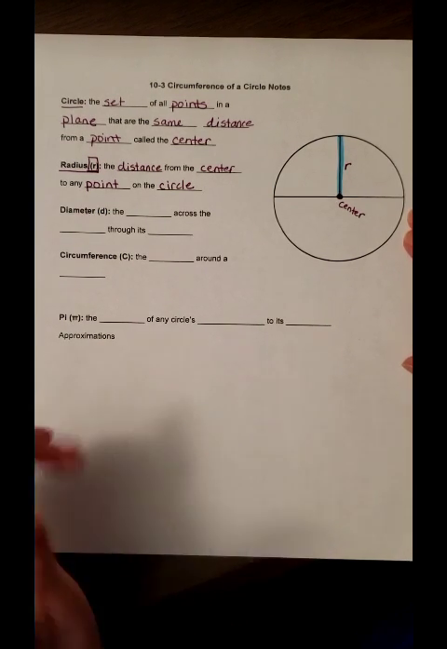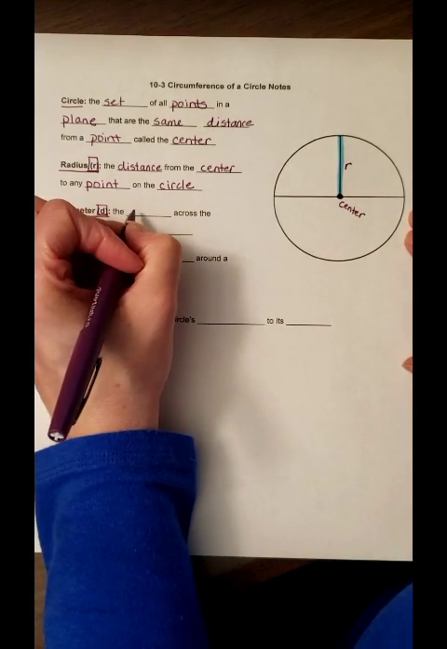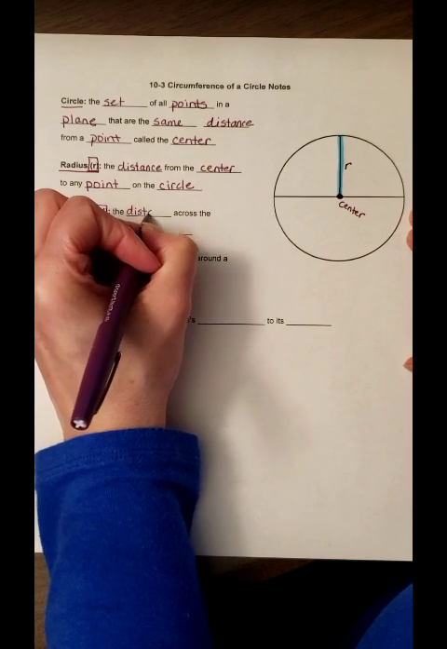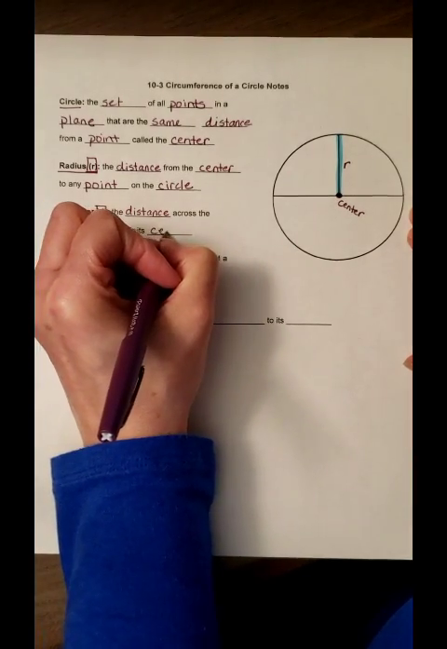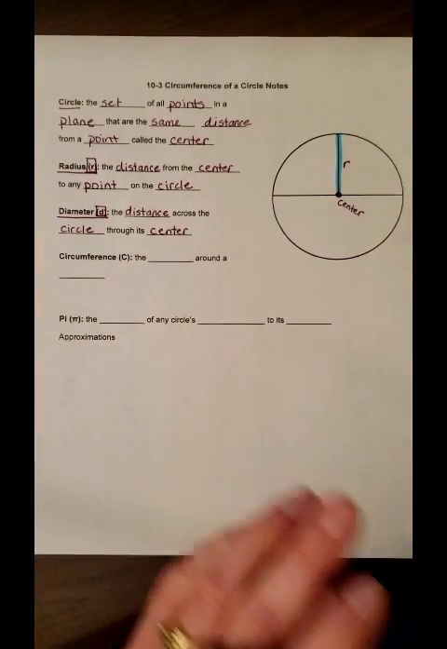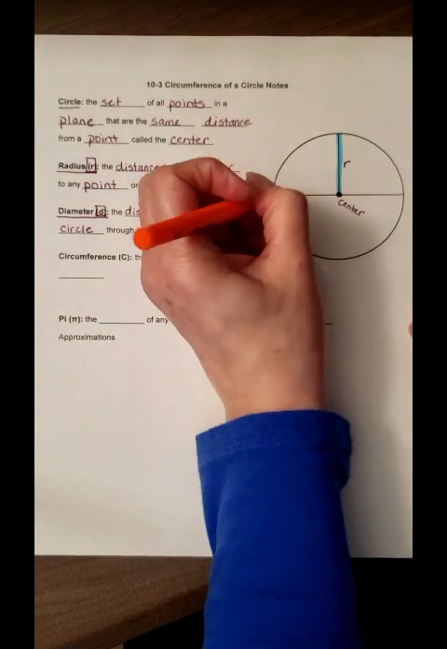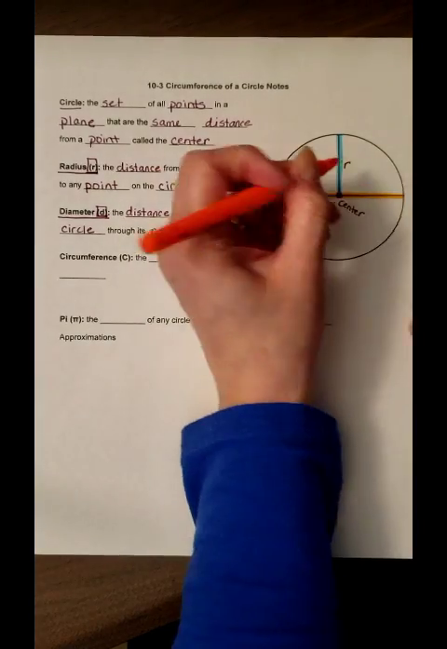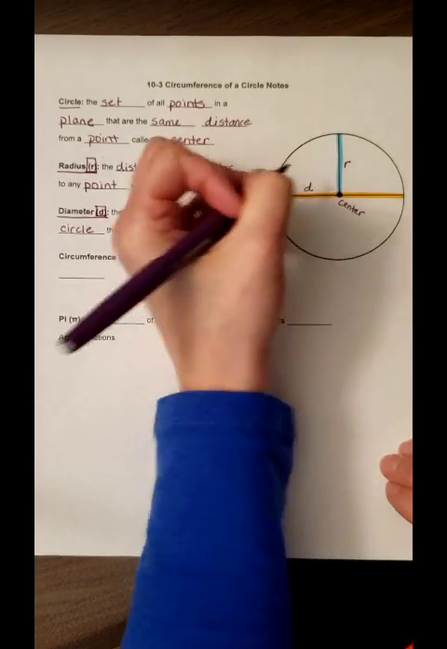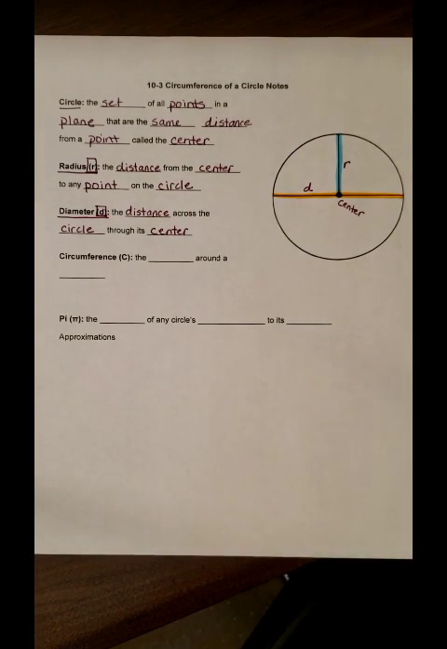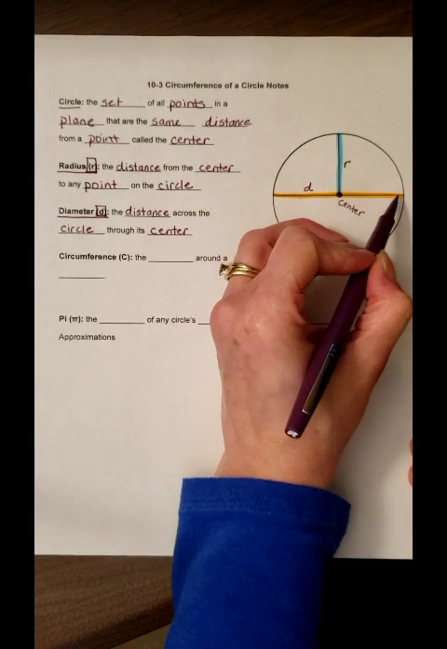Now we also have a diameter, and that's represented with the lowercase d. So the diameter is the distance across the circle through its center. So I'm going to highlight that one in orange. This whole thing here that I'm going to highlight, that's the diameter. Now, if you look at it, we said it has to go through the center. Well, if it goes from the center out to an edge, that's a radius, correct? And if it goes from the center out to the edge here, that's a radius.